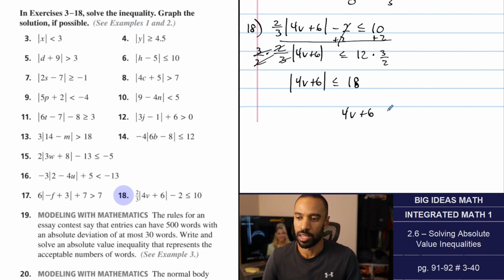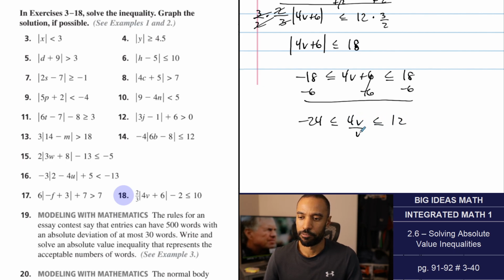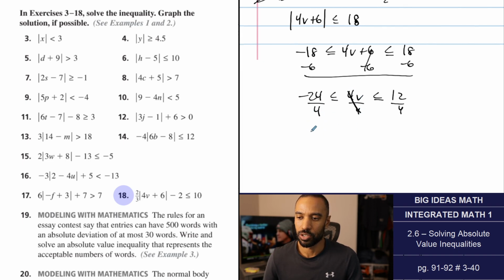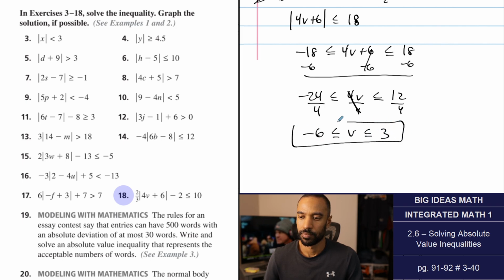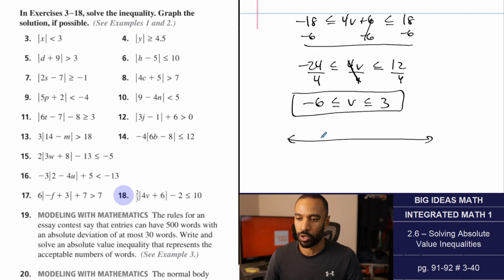This time I'm going to be doing it like this. Between negative 18 and positive 18 in either direction. Let's go ahead and subtract 6 in all directions. And let's divide by 4 in all directions like that. And we get -6, or v is between -6 and 3. I haven't been double checking these. 0 does satisfy the in-betweenness of that. We can go and take a look at it if you'd like to, and then we'll go ahead and move forward to the next set of problems.